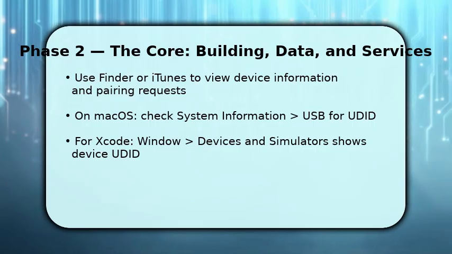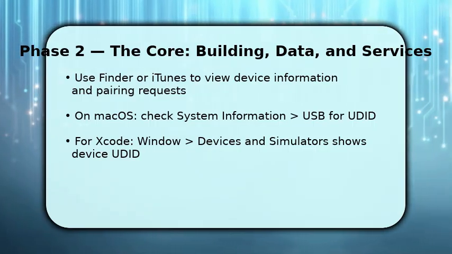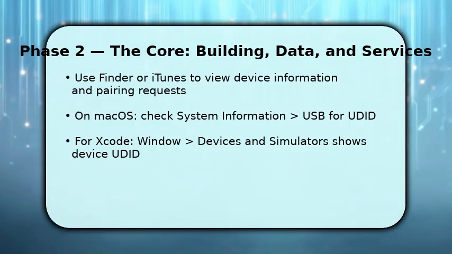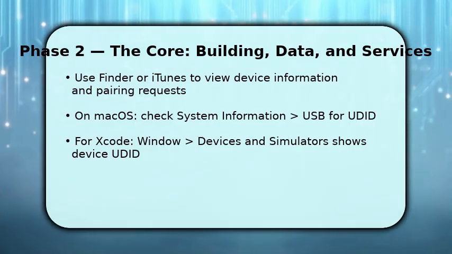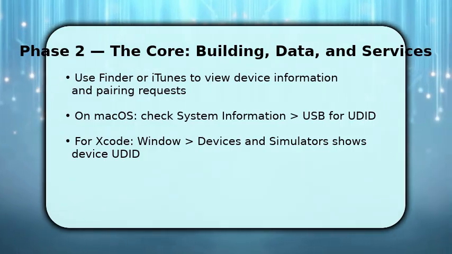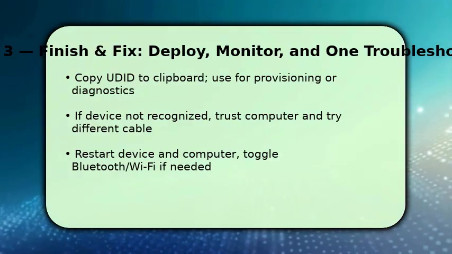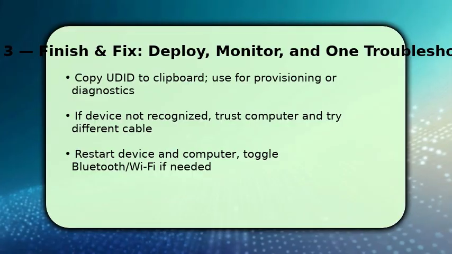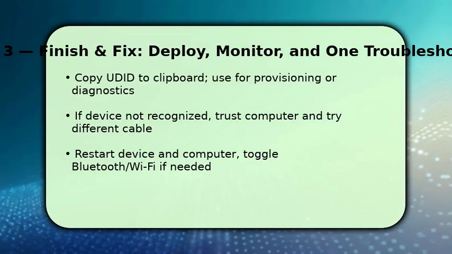If you have Xcode, choose Window, Devices and Simulators. The device list shows the UDID and pairing status. By doing this, you verify the identifier and finish by copying the UDID or pairing code into the profile, provisioning portal or diagnostic tool you're using, because exact matching prevents deployment failures.